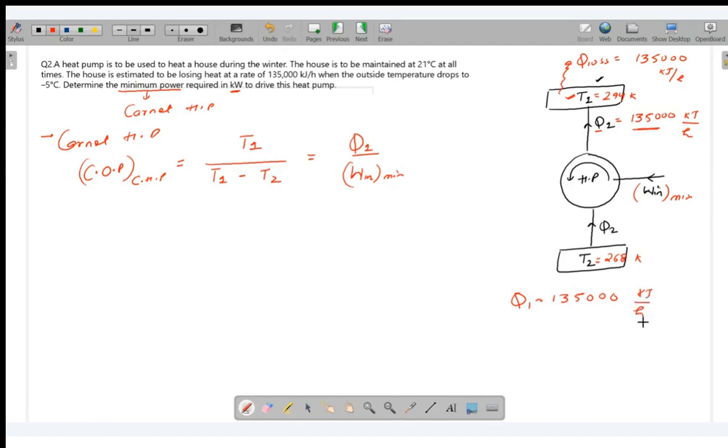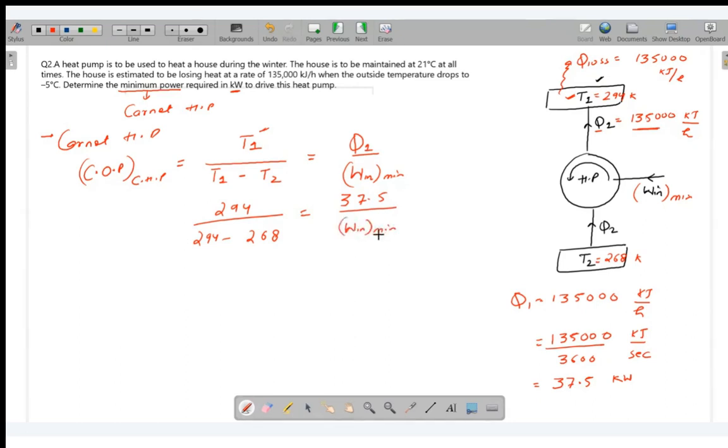Okay. So Q1 is equal to 135,000 kilojoule per hour. I need to convert it into kilojoule per second. So what will I do? I will simply divide it by 3600. So it is kilojoule per second. Okay, so now how much is this? 135,000 divided by 3600 is 37.5 kilowatt. Okay, now T1 is how much? 294. So 294 over 294 minus 268 equals 37.5 upon minimum power, minimum work input.